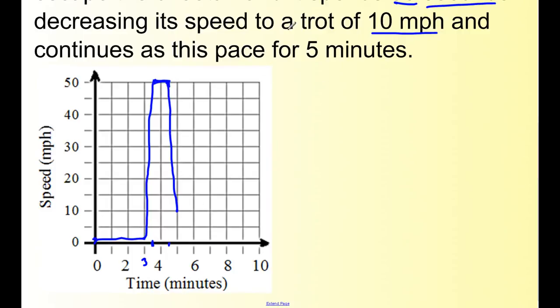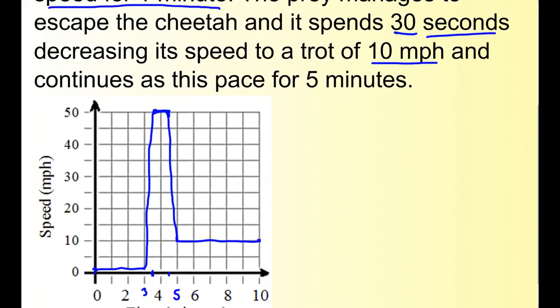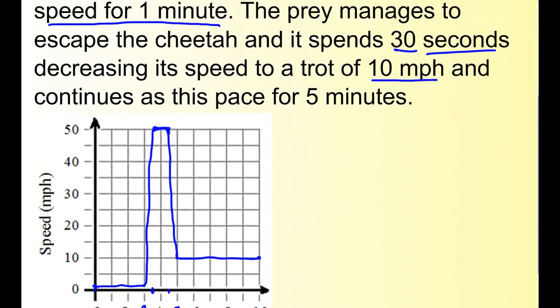All right, so it goes to a trot of 10 miles per hour and continues at this pace for 5 minutes. So 5 minutes from here, this is at 5. 5 more minutes puts it at 10. So if it's continuing at that pace, it's going at a constant rate. There we go. So our graph now should represent what it said in the problem.